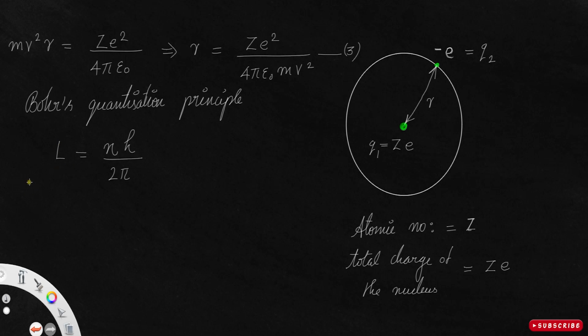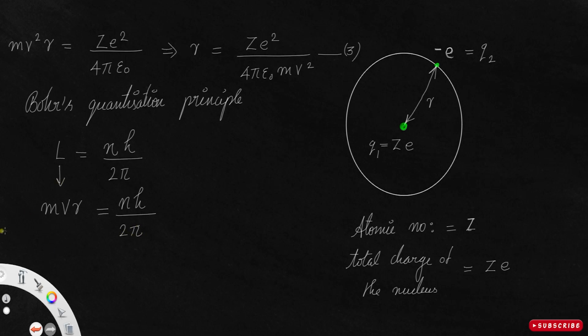Here L is the angular momentum. We already discussed the derivation of this one. If you want to know about this equation, you can always go back and check the video, titled the derivation of Bohr's quantization principle. So we have L equal to nh by 2 pi. Also, for circular motion, L is actually mvr, the linear momentum into radius, equal to nh by 2 pi.